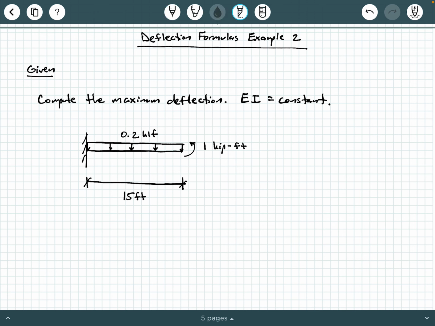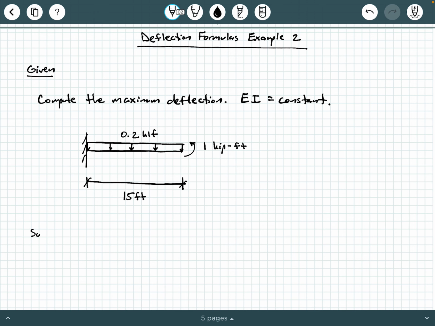In the given information, we're being asked to compute the maximum deflection, and we're being told that the flexural rigidity, or the product of E and I, is constant. So here we have a cantilever beam. It's fixed at the left support, and it's free at the right end, 15 feet long, and it's supporting a uniformly distributed load of 0.2 kips per foot, or KLF. And then also at the free end, we've got an applied couple moment of 1 kip foot, okay?